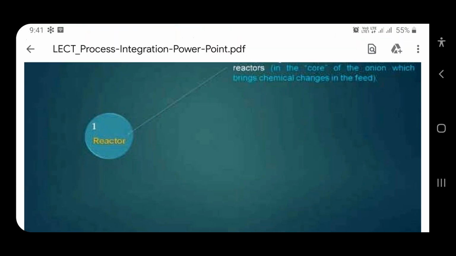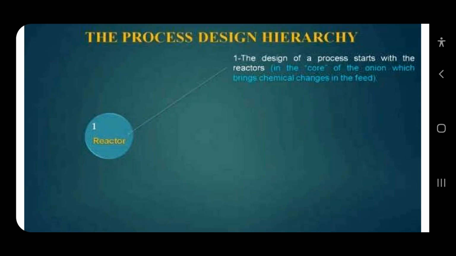So starting with the onion diagram, pinch technology provides a systematic methodology for energy saving in processes and total sites. Here, in the figure, is the role of pinch technology in the overall process design. The process design can be represented by the onion diagram. The design of a process starts with the reactor. So the process starts with the reactor in the core of the onion, which brings chemical changes in the feed.